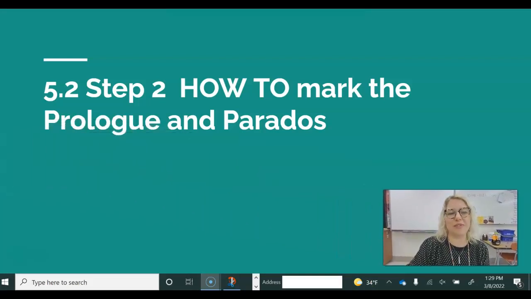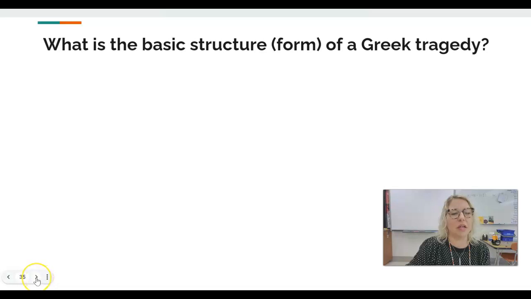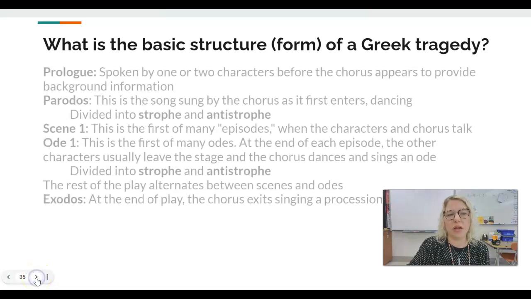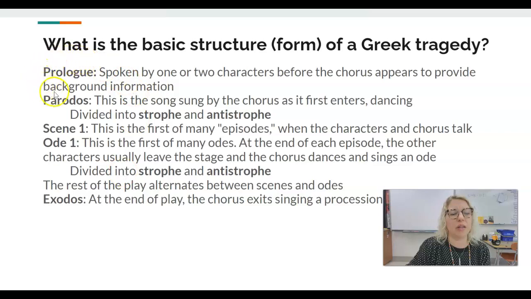Hey, 5.2 Step 2, how to mark the prologue and parados. Let's go. So we were talking about the form of the play already, that we've got this prologue and parados and the different scenes, odes, and exodos, right? This is how it's organized.